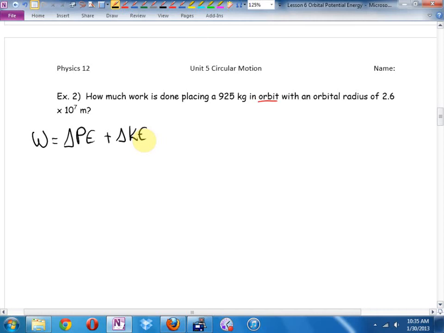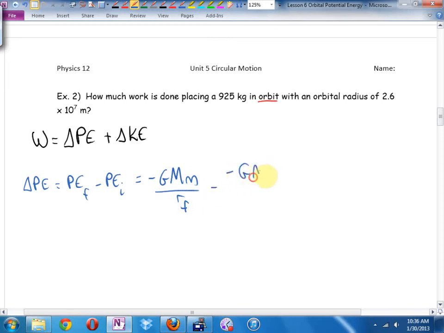What do you want to find first? Change in potential or change in kinetic? Doesn't matter. Which one? Change in potential? The one we just did? Okay. I'll change colors so it stands out a little bit. Change in potential is final minus initial. Josh, can I just use mgh, or are we cosmic here? We are cosmic here. So it's going to be negative big G, big M, little m over R final minus negative big G, big M, little m over R initial.